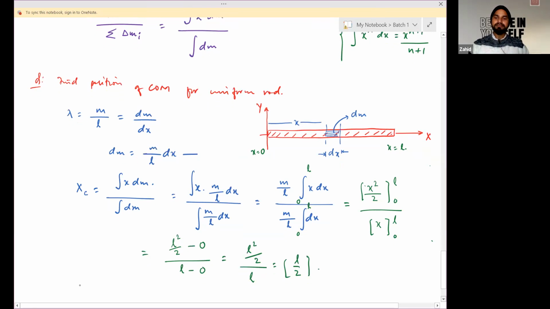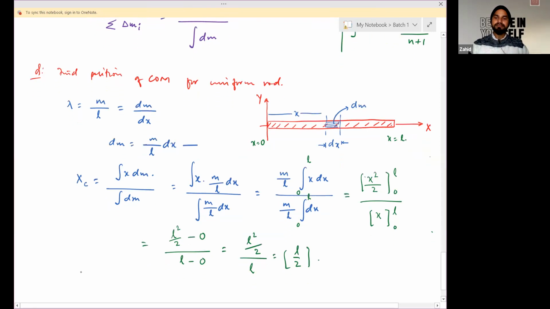Sir, what about M divided by L? As M by L is constant and is in the numerator and denominator, these two terms will cancel out. Is it clear? Yes, sir. So you'll say the center of mass of the rod will lie at its midpoint.